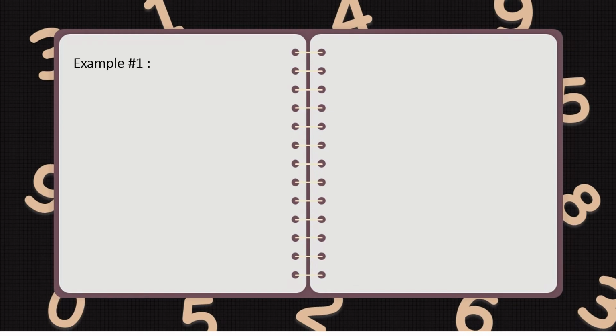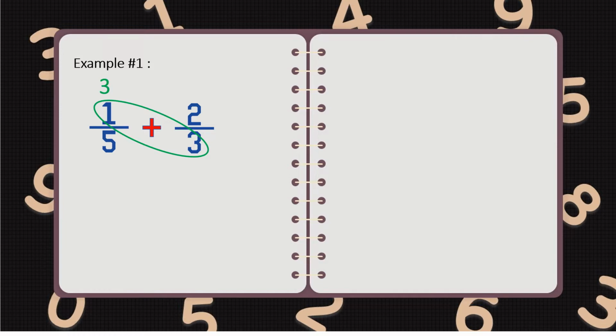For the first example, we have 1/5 plus 2/3. The first step that we need to do is to cross multiply. So let's draw an ellipse to multiply the numbers 1 and 3. So 1 times 3 is equal to 3. Let's write the product 3 on top of 1.